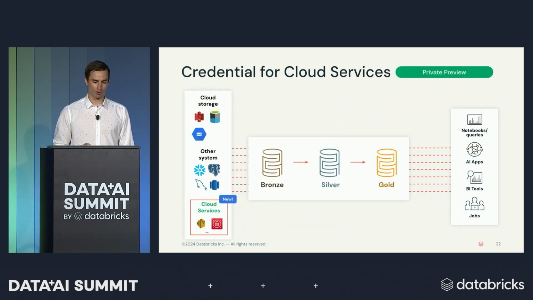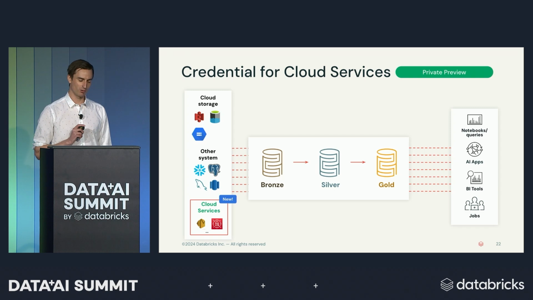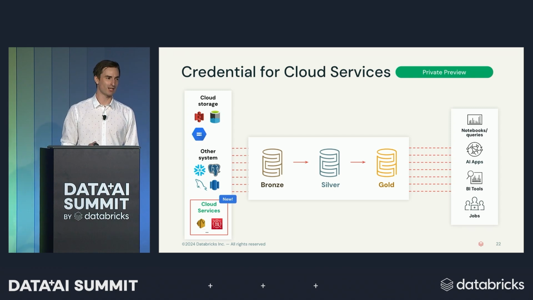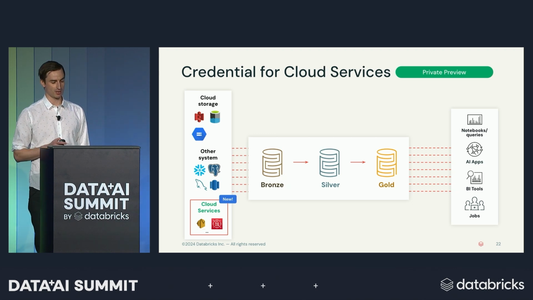Okay, whistle-stop tour of access control. I think we have two more features. I put this one in last night because I spoke to a lot of customers about it this week. And there's going to be a new type of object in Unity Catalog, and that's called a cloud service.